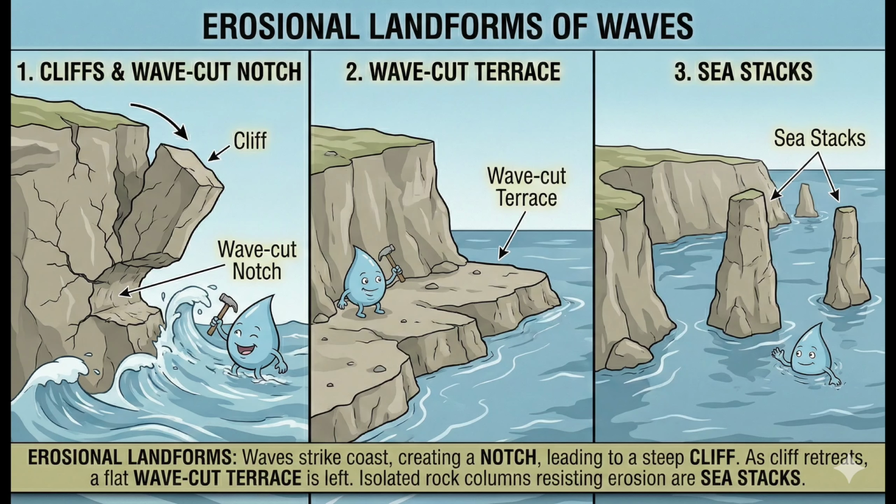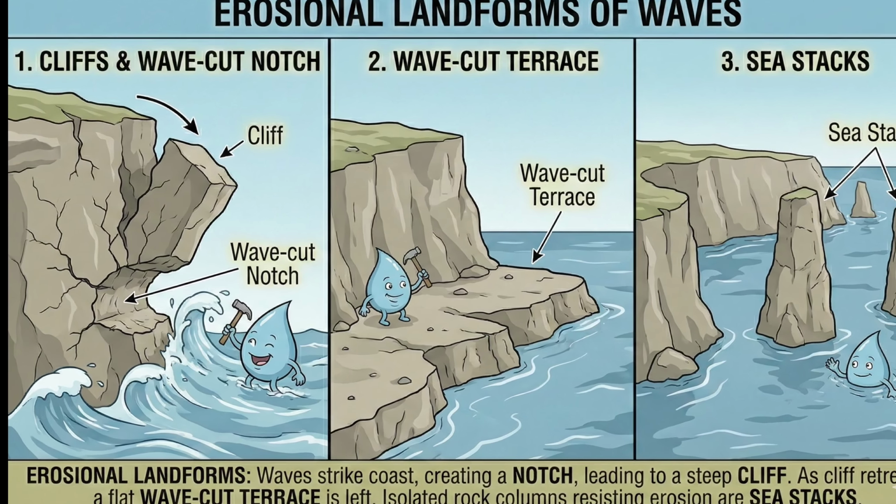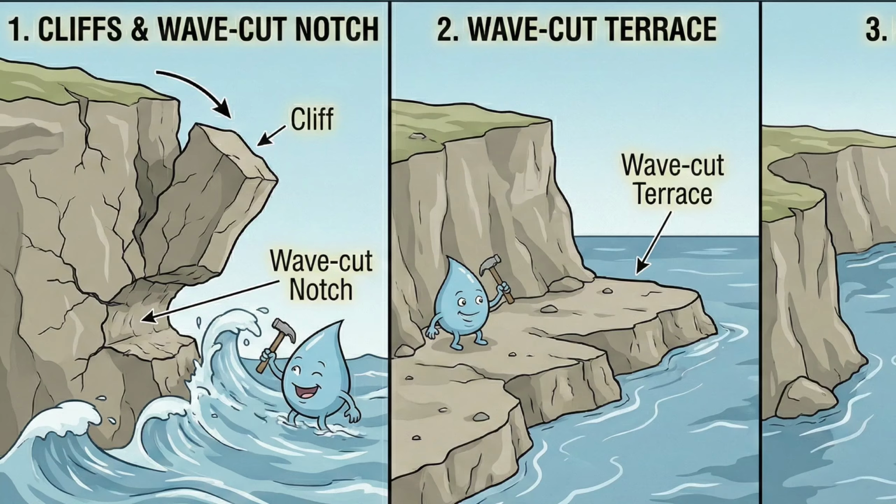Erosional landforms of waves. 1. Cliffs. Waves strike the base of high rocky coasts, creating a notch through constant impact. Over time, the rock above the notch collapses, forming a steep vertical face known as a cliff.